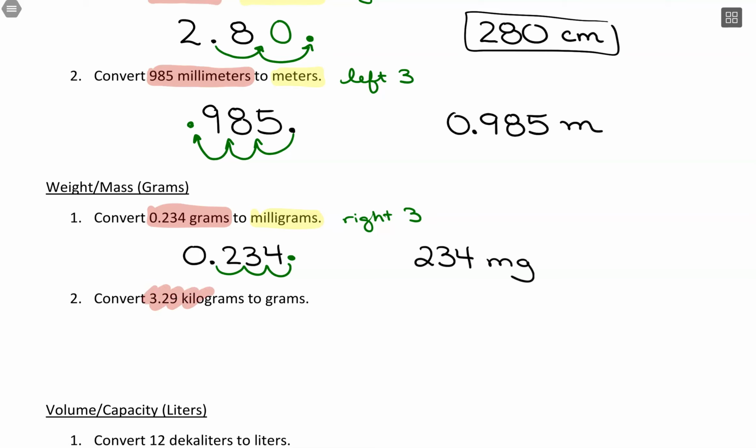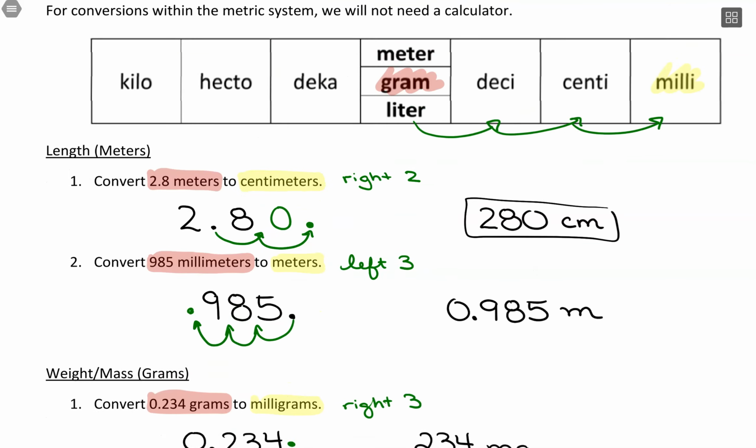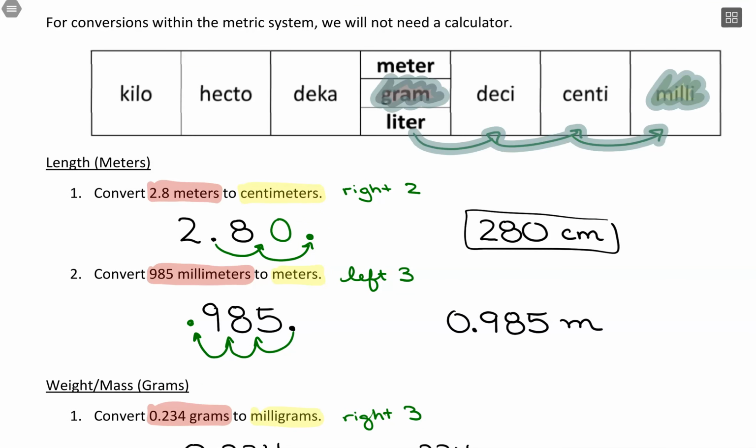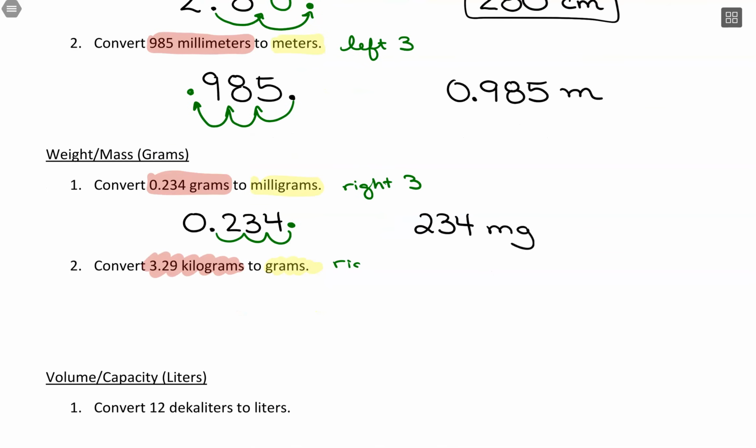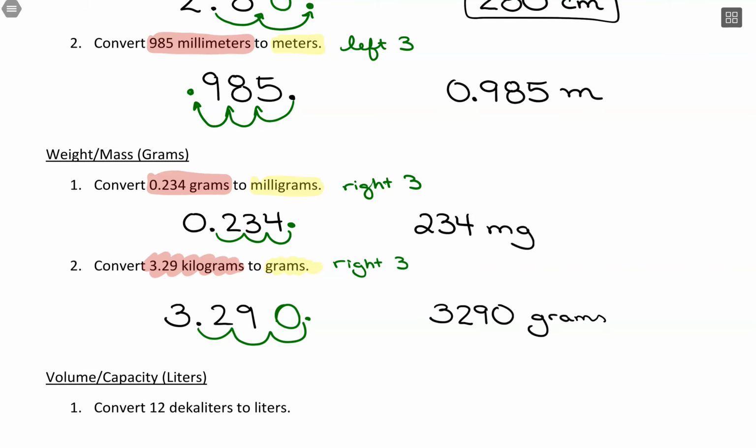If I'm doing 3.29 kilograms and converting to grams, so let me just clear this out here. We're starting with kilograms, and I want to end up at grams. So we're going to go 1, 2, 3. So that's right 3. So we're going to have 3.29, and then I'll go 1, 2, 3. Fill in the blank with a 0 there. So this will be 3,290 grams.